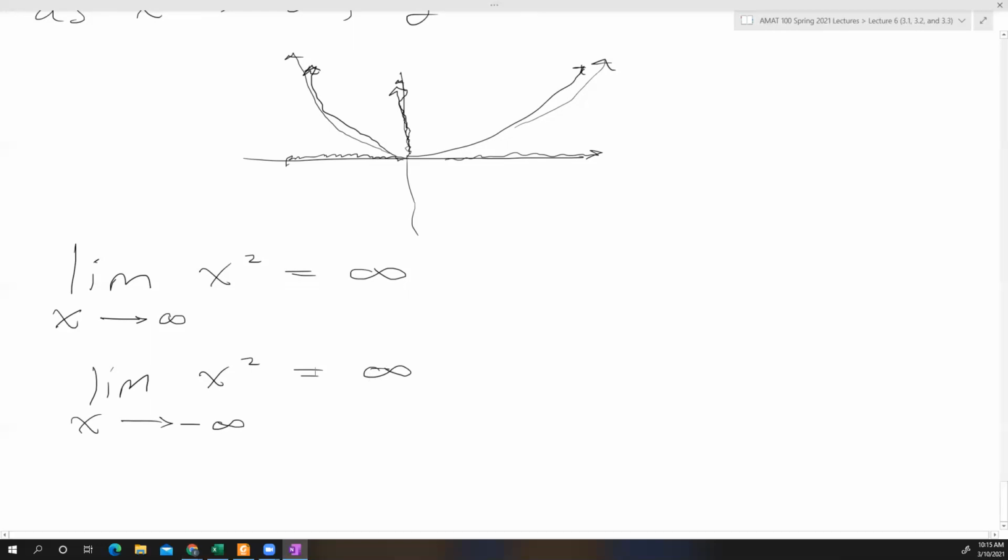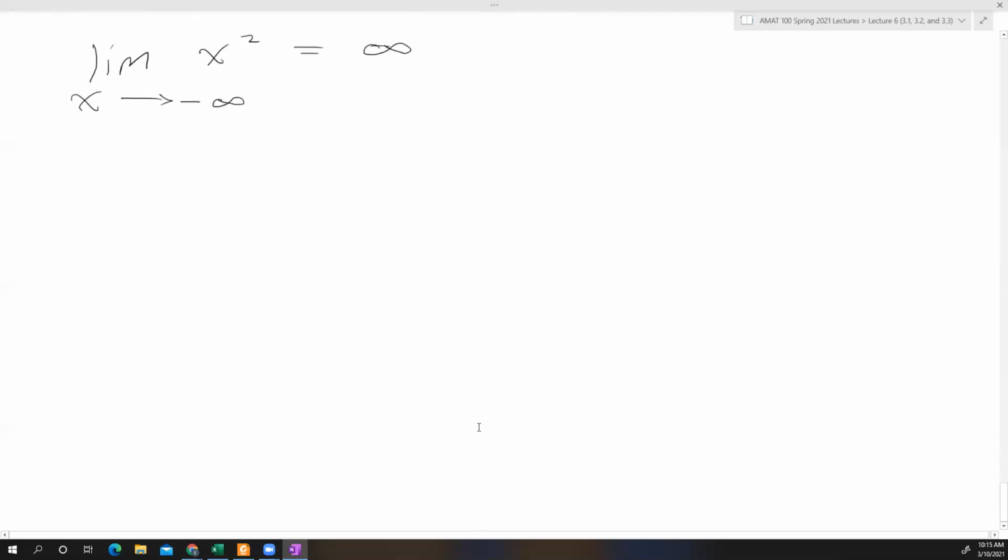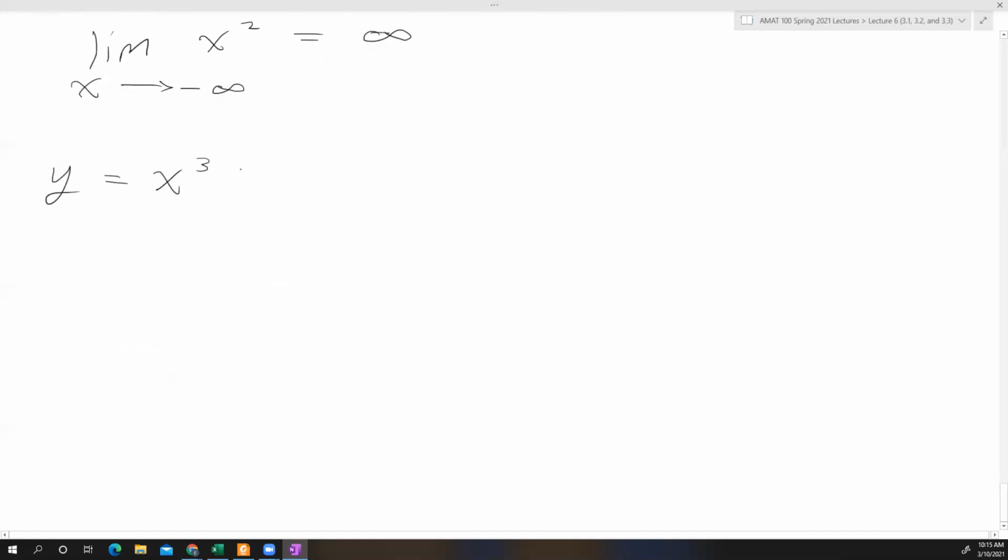So let's look at one more, slightly non-trivial example. What happens if we have y equal to x cubed? What is the limit as x goes to infinity of x cubed? Well, it's the same principle. If you plug in a number and you cube it, you get an even bigger number. And if you plug in a bigger number than the first and cube that, you get an even bigger number than when you plugged in the first number. So our intuition should be that this function is growing towards infinity.